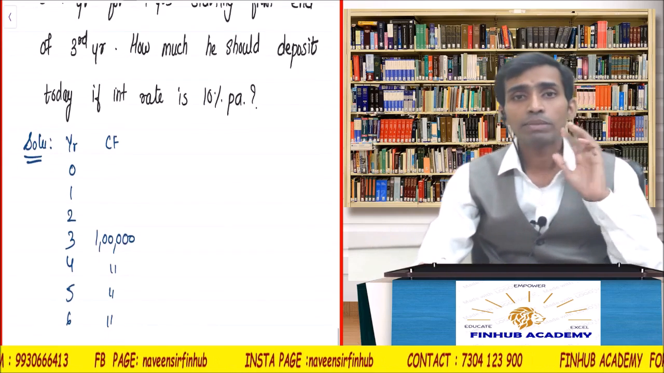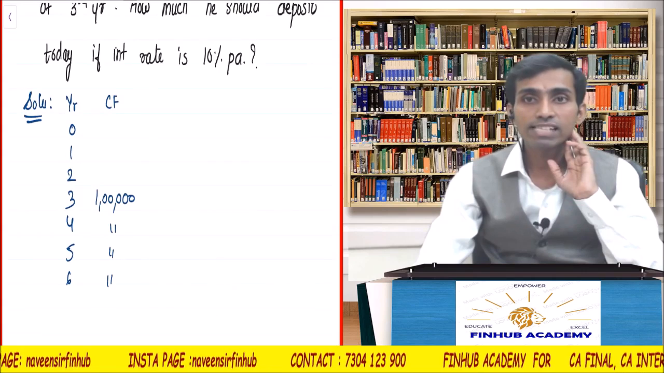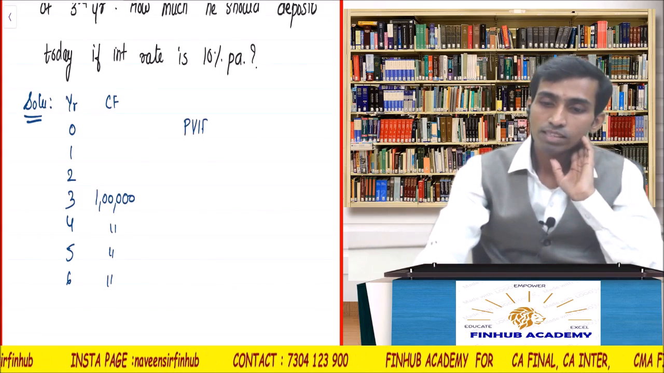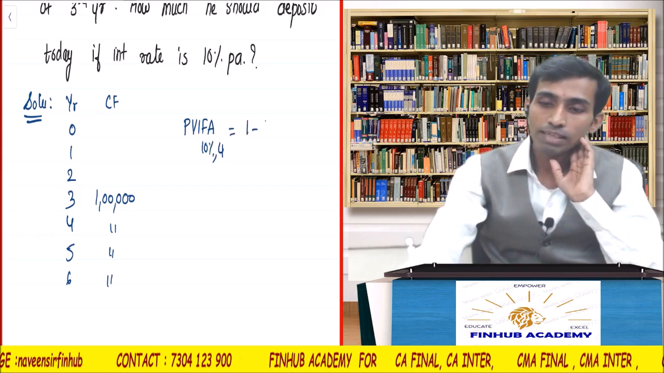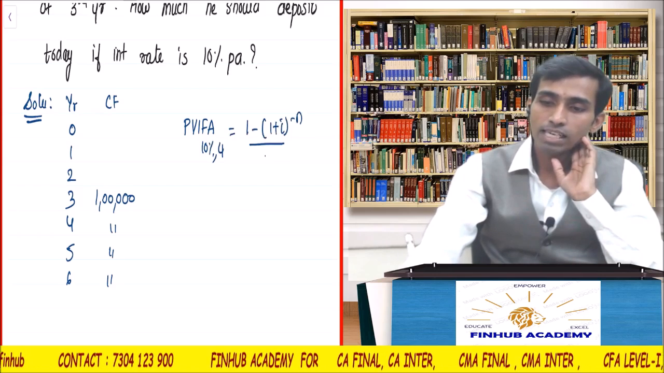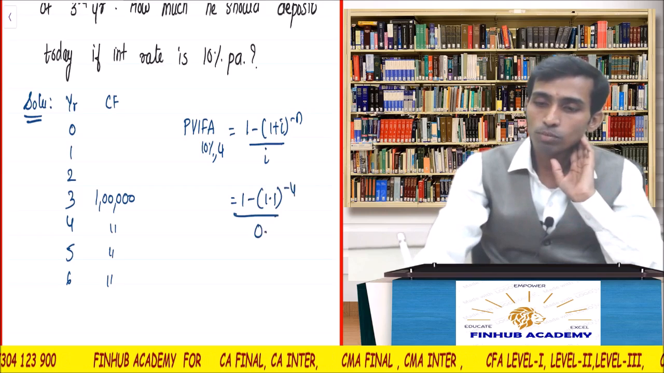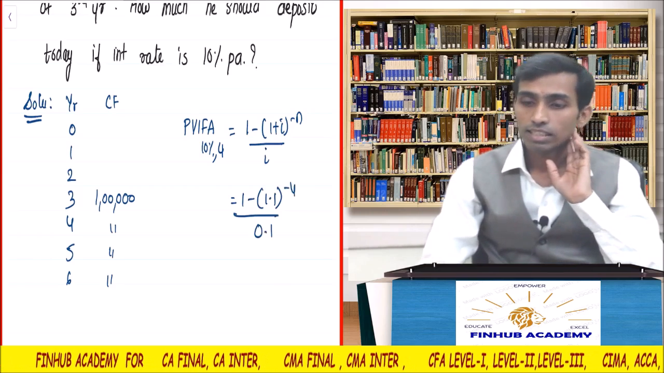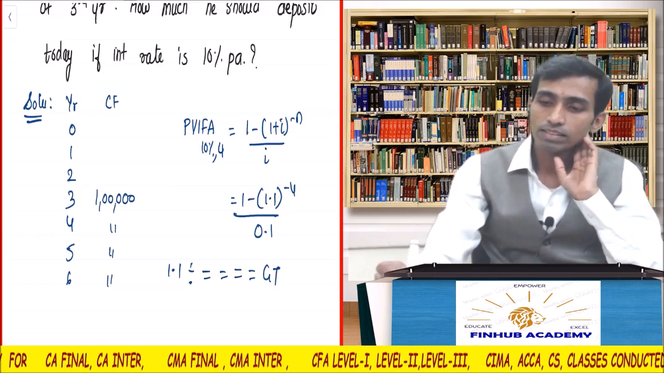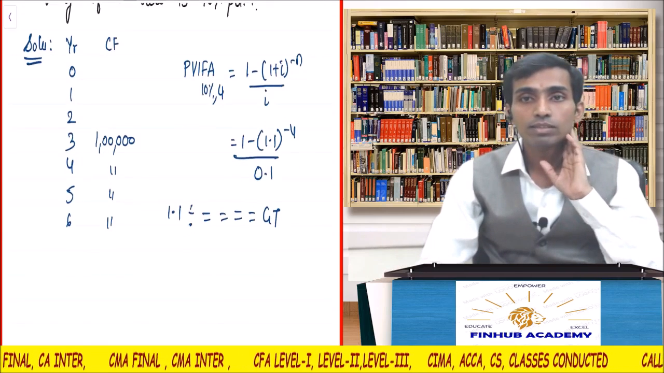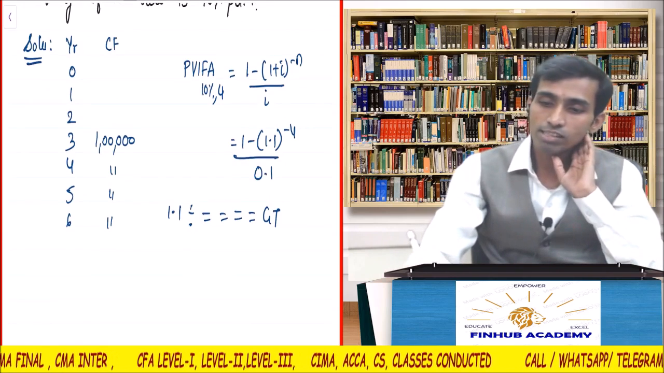I'm directly applying the formula, not making a table. I want the present value. Is it a sum of annuity? Yes. So first I will apply PVIFA, 10%, 4 installments: 1 minus (1 plus i) raised to minus n, upon i. So 1 minus 1.1 raised to minus 4, upon 0.1. How do I solve this on my calculator? 1.1 divide equals 4 times and GT. Those who don't have GT, I have given you the steps: 1.1 divide equals 4 times, then minus 1, then divide by 0.1. What is the factor?